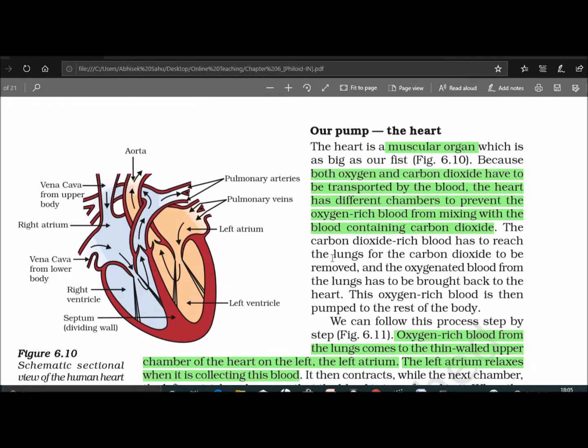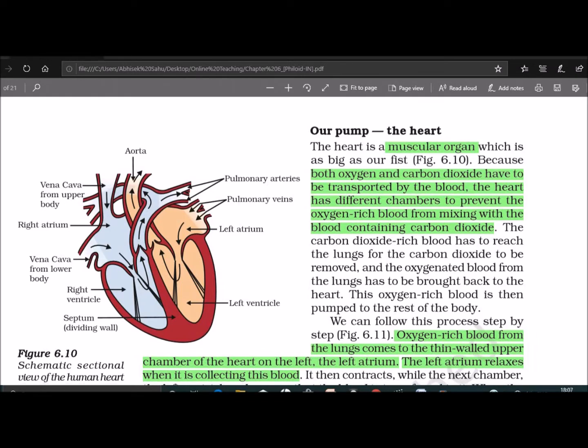The heart is divided by septa into two halves, that is, right and left. Each half consists of two chambers, that is, upper atrium and lower ventricle. Thus, the heart has four chambers, that is, right atrium, left atrium, right ventricle and left ventricle, as shown in the figure.